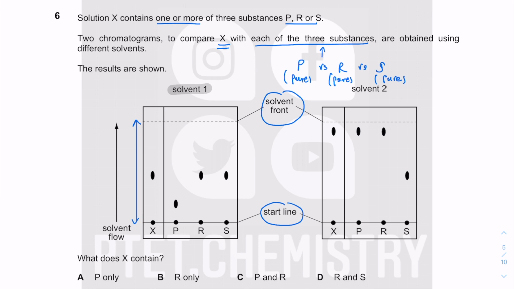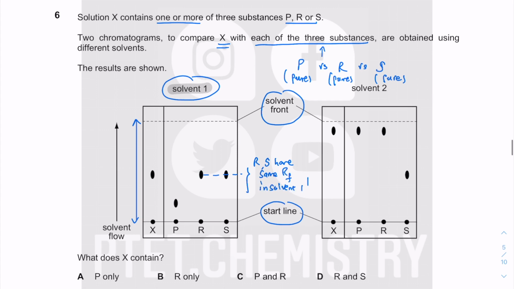So let's have a look at solvent 1 first. We know that if they travel the same distance up, they have the same RF value. All right. So we know R and S are different substances, but by looking at just this chromatogram in solvent 1, it seems that they have the same RF value. So what does that tell you? R and S have the same RF in solvent 1. Does that mean R and S are the same?